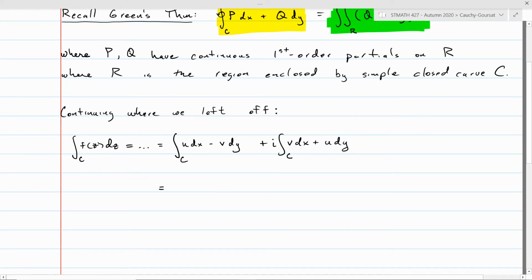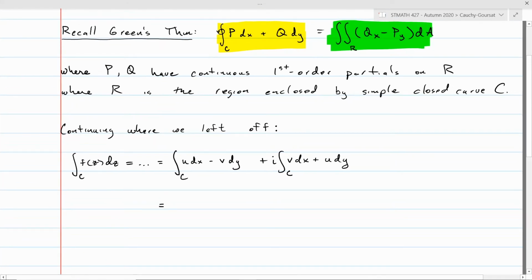And if we apply Green's theorem to both of those integrals, the first one here, u dx minus v dy, u is playing the role of P, and negative v is playing the role of Q in Green's theorem. So this would be the double integral over the region surrounded by C, and then you'd have Q_x, which would be negative v_x, and then you have minus u_y, plus i times the double integral over that region R.